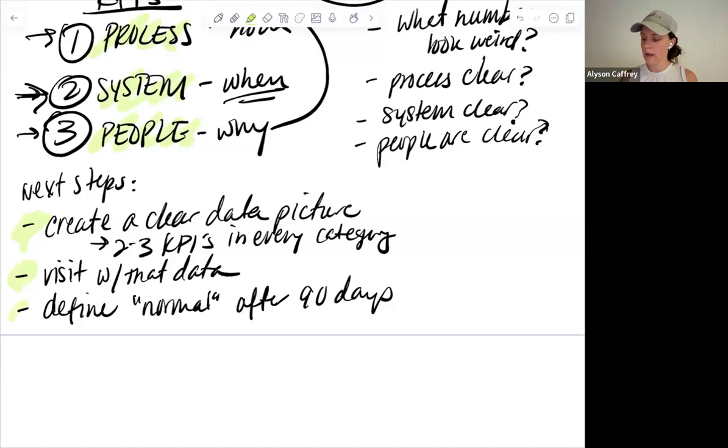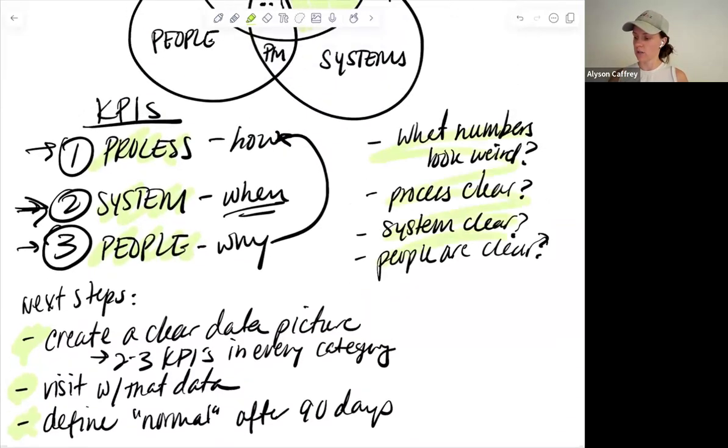Right? Once you can define normal after about 90 days, then you can get into a position where you can start to go through this line of questioning, right? What stuff looks weird? Are our processes clear? Are our systems clear? Are our people clear on what we really expect them to do?